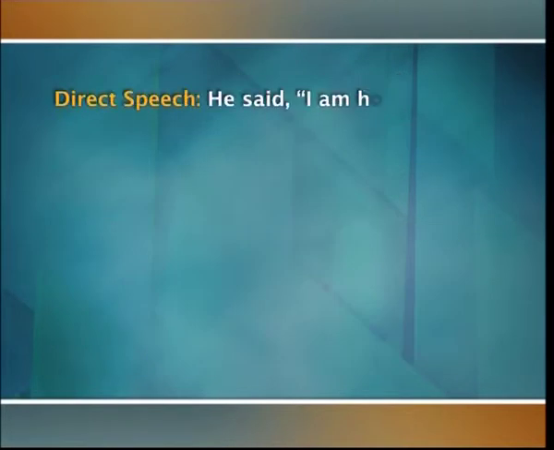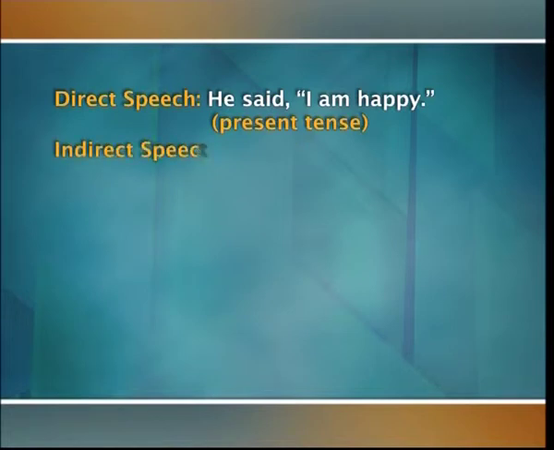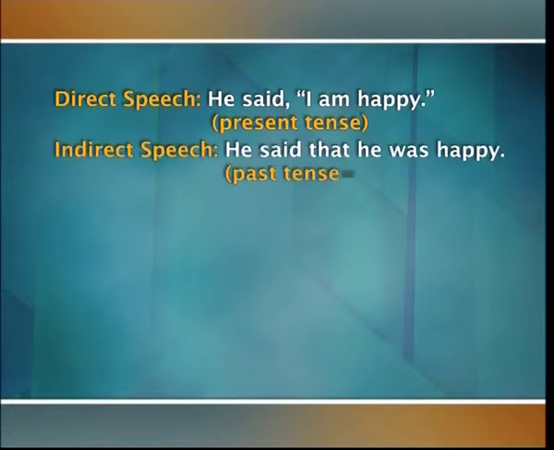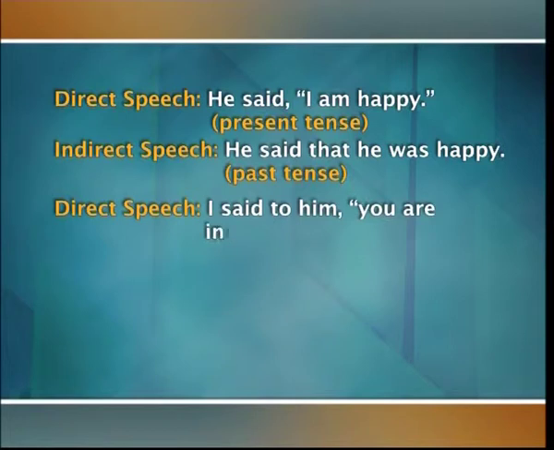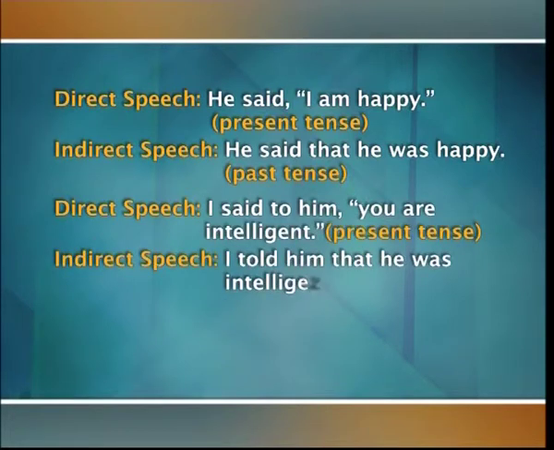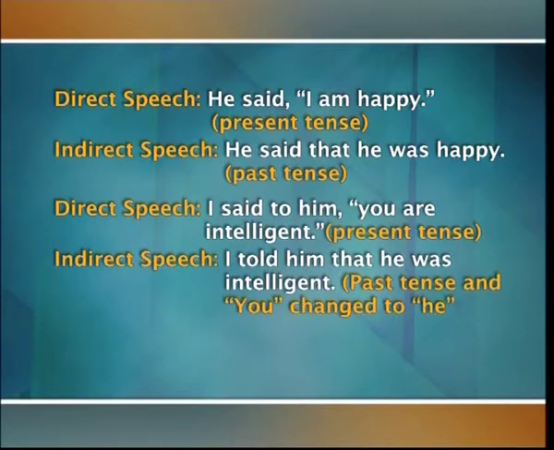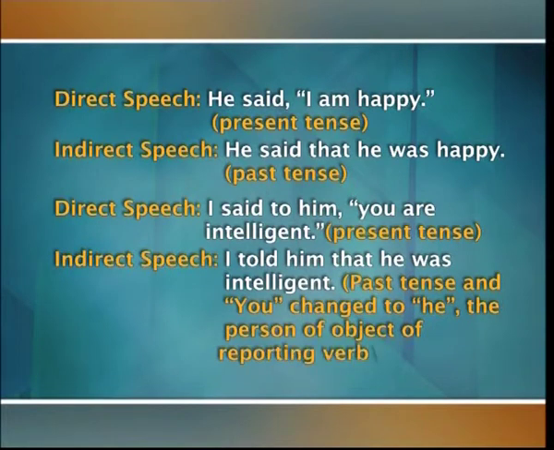Direct speech, he said, I am happy, present tense. Indirect, he said that he was happy, which is past tense. Direct speech, I said to him, you are intelligent, present tense. Indirect speech, I told him that he was intelligent. Past tense, and you changed to he, the person of the object of the reporting verb.